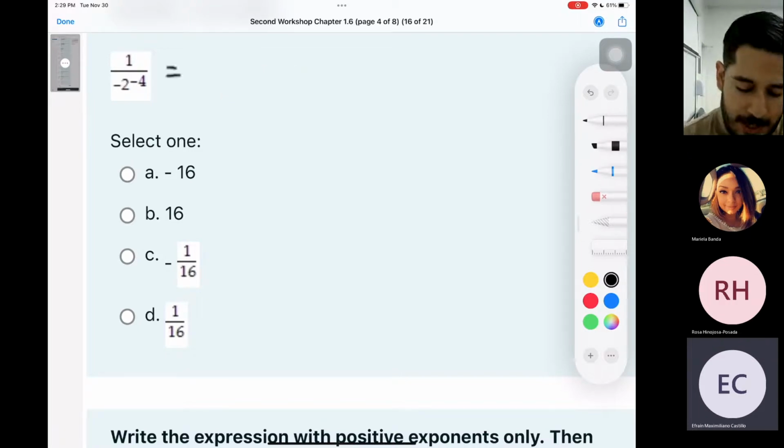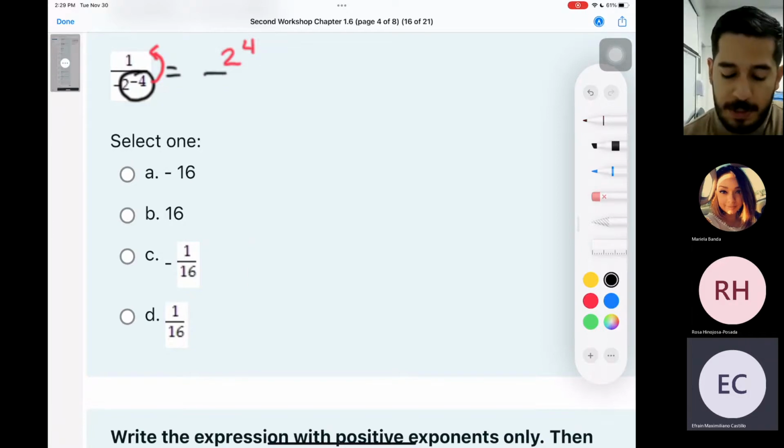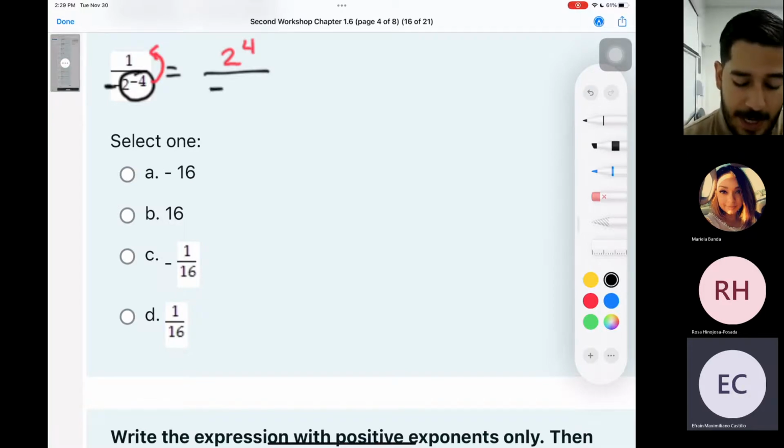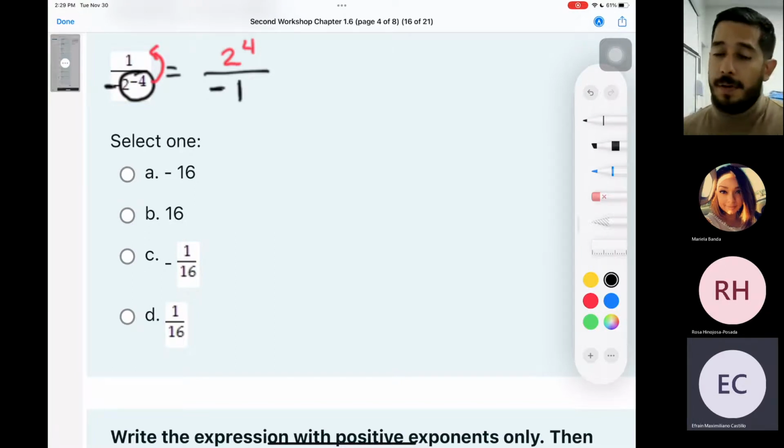So let's go ahead and send this number with a negative exponent to the other side of the expression. So on the bottom, I'm going to send it to the top. Everything's going to remain the same, but my exponent is going to be positive now. And on the bottom, what is remaining on the bottom? I still have this negative sign that has to remain on the bottom. And you know, a floating negative sign, or a negative sign by its own, is the same thing as a -1.